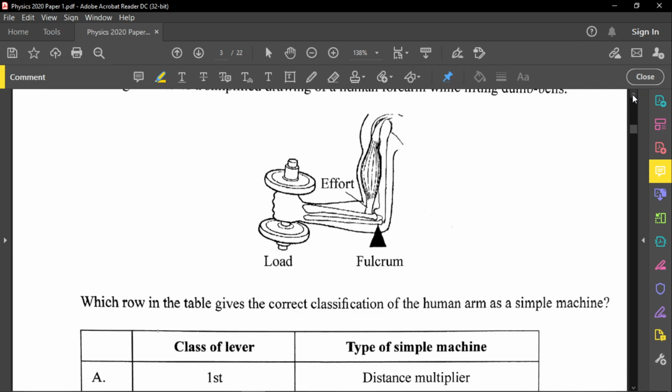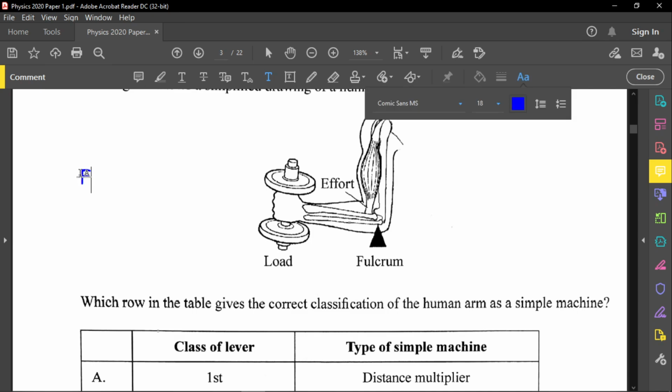First and foremost, let me give you something to remember how to classify machines. And this will be FLE, flee. So FLE. And that's what I wanted to use to remember the classes of lever or simple machine. So what this means is what is in the middle. So all of these depend on what is in the middle.